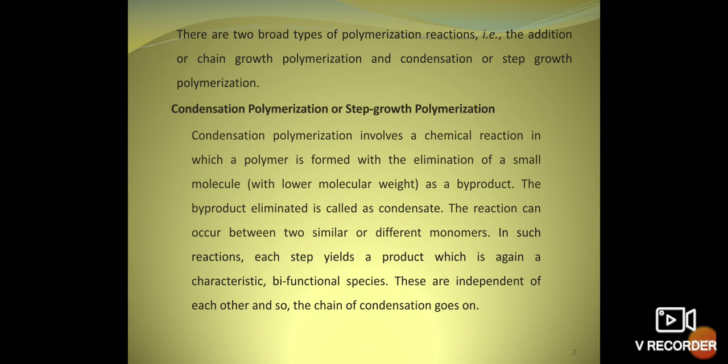Condensation polymerization involves a chemical reaction in which a polymer is formed with the elimination of a small molecule with lower molecular weight as a byproduct. The byproduct eliminated is called as condensate. The reaction can occur between two similar or different monomers. In such reaction, each step yields a product which is again a characteristic bifunctional species. These are independent of each other and so the chain of condensation goes on.